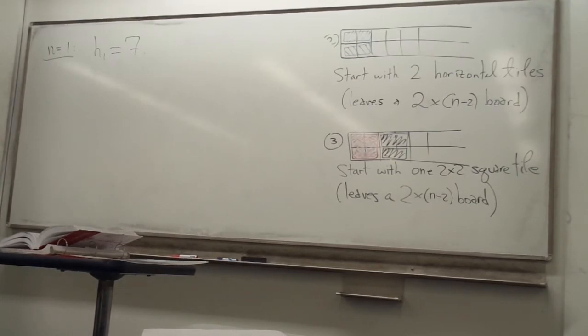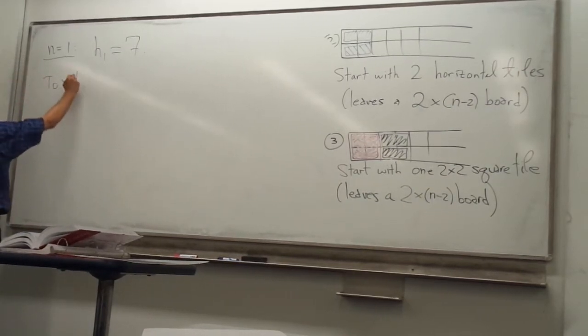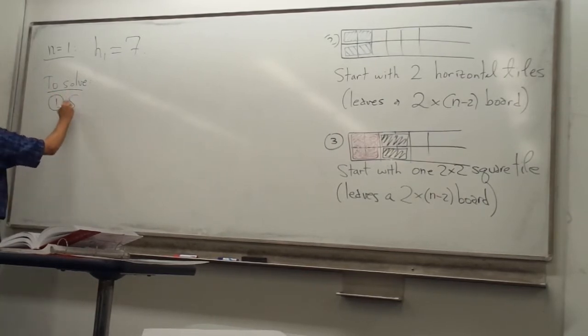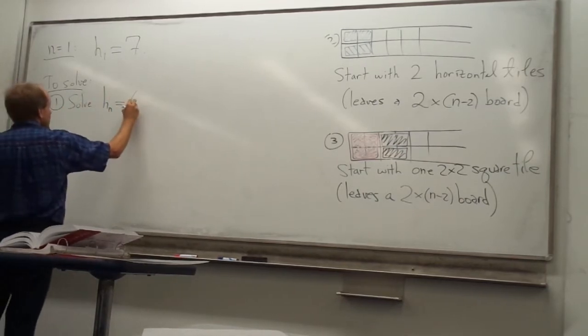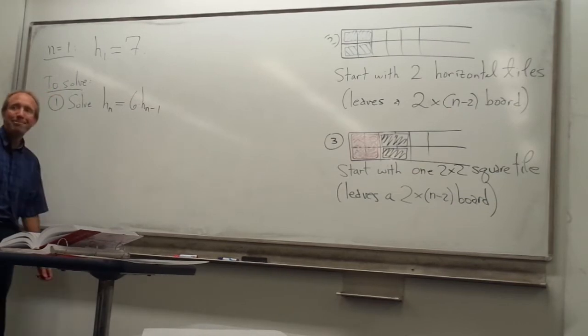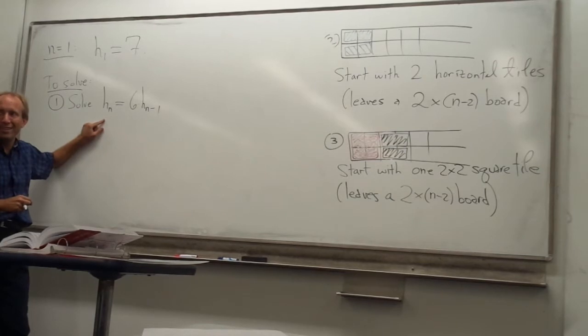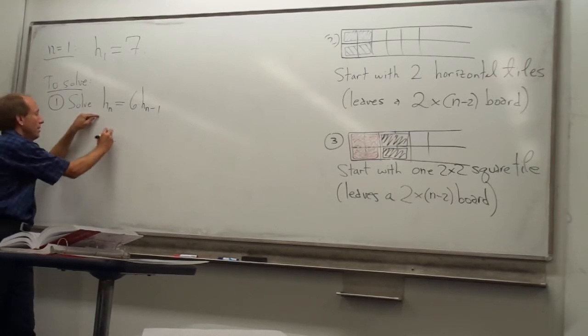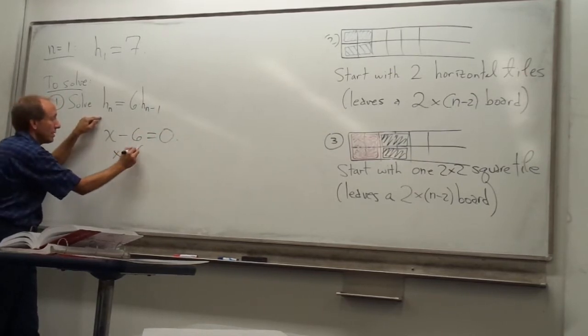You remember the process? What's the first thing? Solve the corresponding homogeneous recurrence relation first. So to solve, we have 3 steps. First step is to solve, in this case, h sub n equals 6 times h sub n minus 1. What's the characteristic equation for this? Okay, it's real easy, right? x is equal to 6, right?